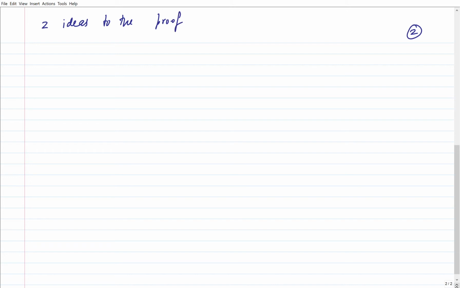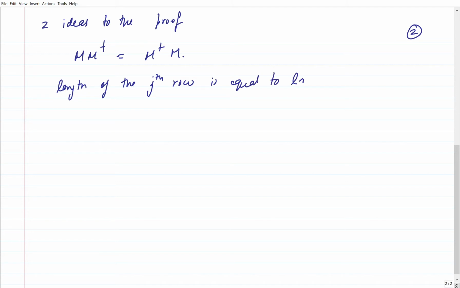Well, the first idea is to observe what we gain from M M dagger being equal to M dagger M. What does it mean? It means that the length of the jth row is equal to the length of the jth column.